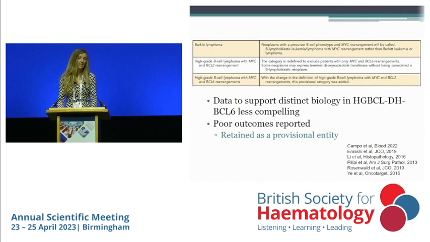In contrast, the ICC have, similar to the WHO, this MYC BCL2 rearranged category, but they have retained the entity of double hit MYC BCL6. They have said that the data to support it being a distinct entity is less compelling, but because there are poor outcomes reported, they have retained it as a provisional entity. And I think this does highlight a potential group, if being called high risk, that could potentially be treated differently based on the fact that they're moved into that high-risk group, or the high-grade lymphoma group rather than DLBCL.